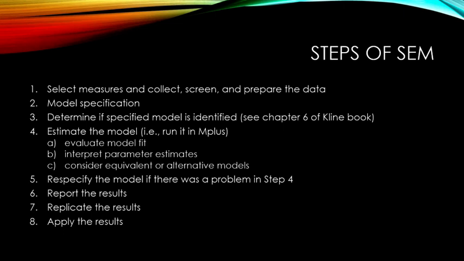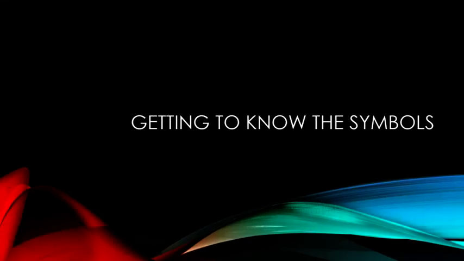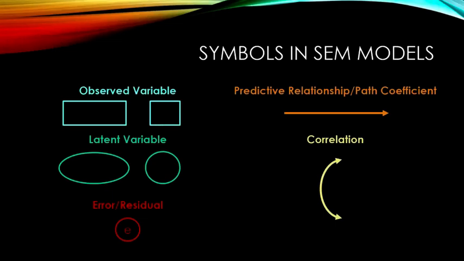Number five, respecify the model if there's a problem in step 4, and then you're going to report the results, replicate the results, and apply the results. So now I'm going to talk about the symbols in SEM. And what I said earlier is that you can draw this out. There are some rules around how you draw this out so that when you draw it, everybody knows what everything means in there. And there are really just 5 simple things when you're drawing.